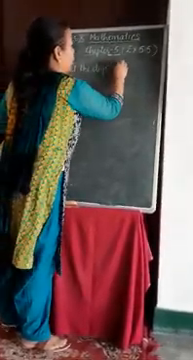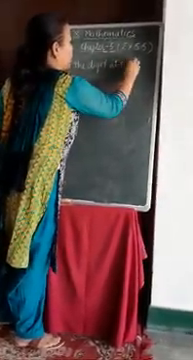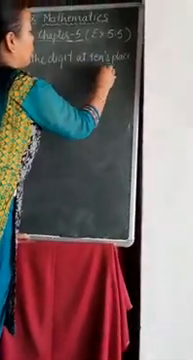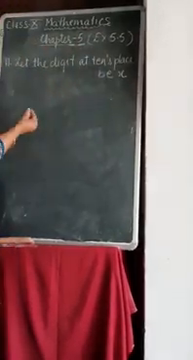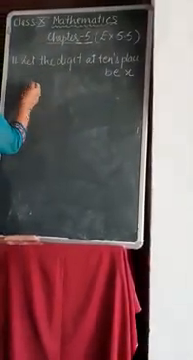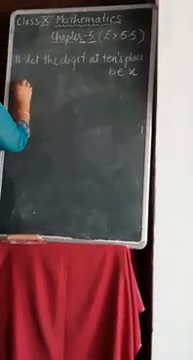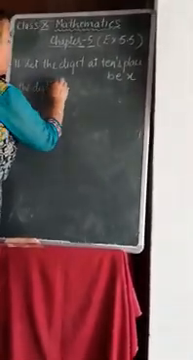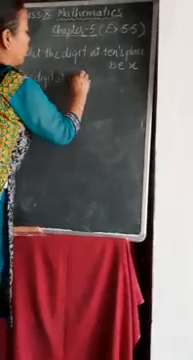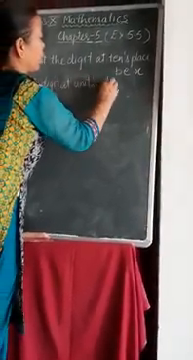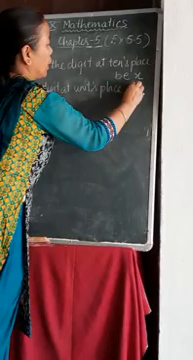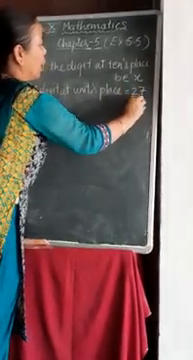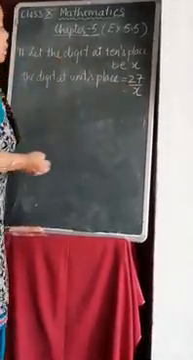let the digit at tens place be x. Because the product of the two digits is 27, the digit at units place will be 27 upon x, and the difference of these two numbers is 6.